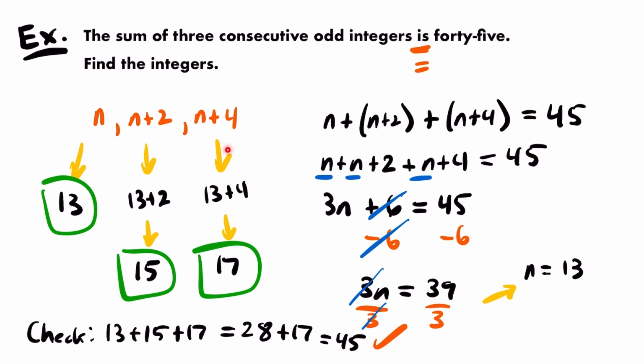Okay, so we're done with this example. That is how you solve a problem like this that's talking about consecutive integers of some kind, where your task is to find those integers. You just need to be familiar with how to represent those unknown integers with variable expressions. Okay, let's take a look at one more example for this video.